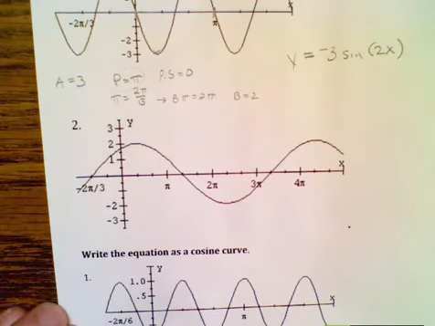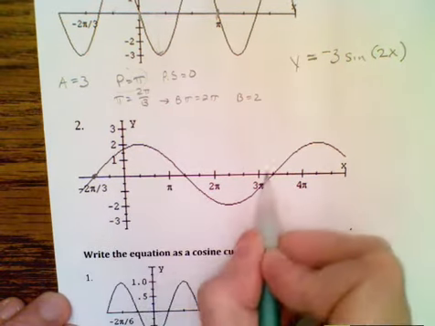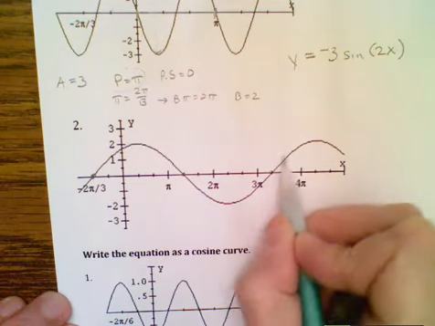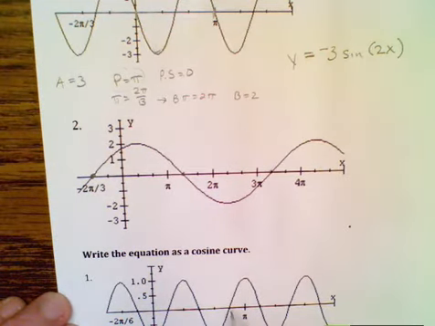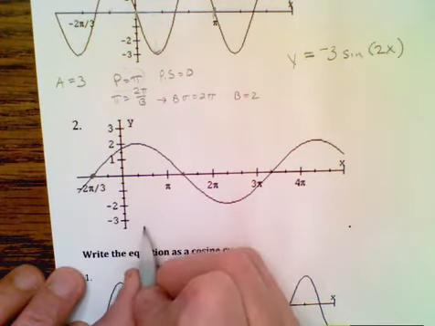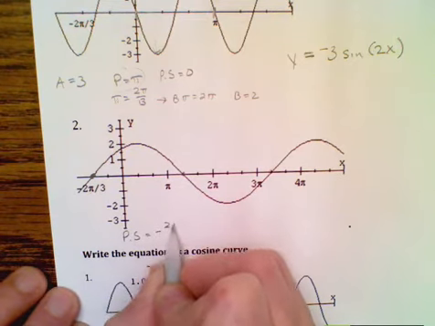Alright, number 2, as a sine. So again, I either can start here and do the curve, I can start here and do a negative sine, I could start over here and do a sine. I'll probably start over here. Looks like it got shifted. So the phase shift is -2 pi over 3.